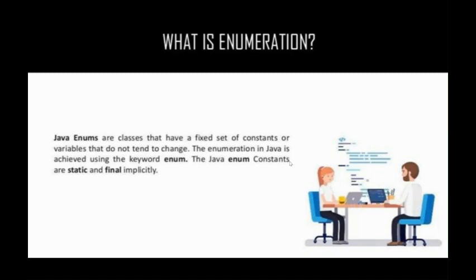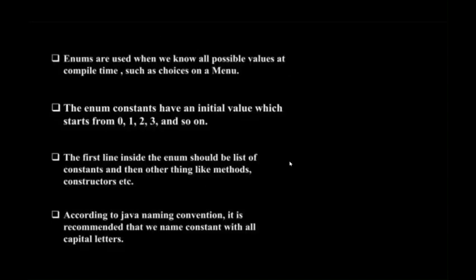The Java enum constants are static and final implicitly. Usually, use an enum when dealing with values that aren't required to change, like days of the week, seasons of the year, colors, and so on. Enums are used when we know all possible values at compile time, such as choices on a menu. The enum constants have an initial value which starts from 0, 1, 2, 3, and so on.